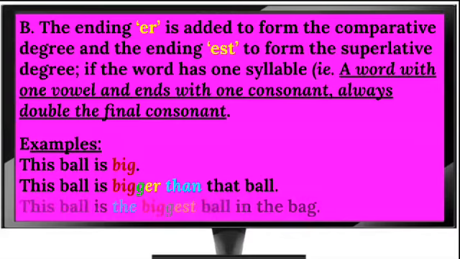Now let's go to our superlative where we're comparing more than one ball. This ball is the, so here we have our the, biggest ball in the bag. Again, because of that one vowel and that one consonant, we double that consonant and add est for our superlative degree. So this ball is the biggest ball in the bag.